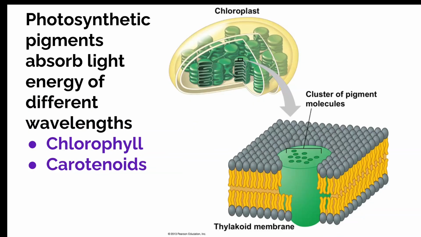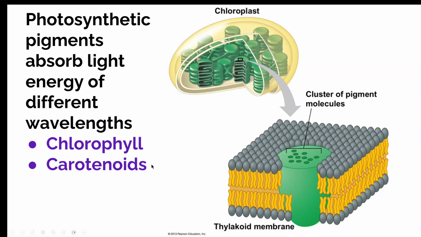So now we're going to mention a little bit about wavelength and how that relates to photosynthetic pigments. So we're going to jump into physics here a little bit. But photosynthetic pigments absorb light energy of different wavelengths. So I've mentioned chlorophyll before. Chlorophyll is the main component, the thing that's going to be driving a lot of the photosynthesis in the beginning.